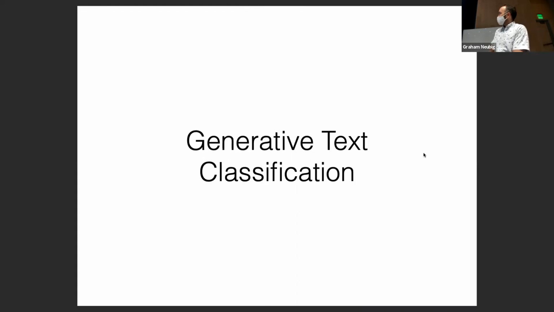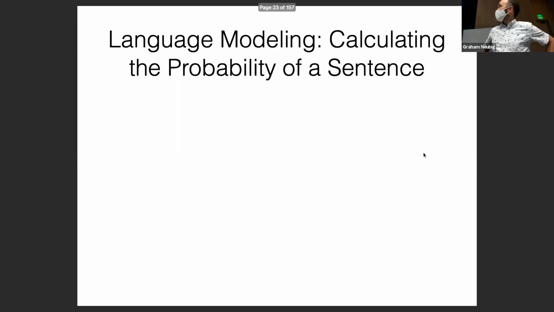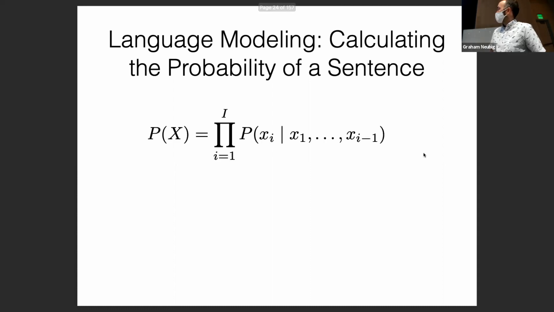Okay, so let's go into generative text classification. Generative text classification is modeling this joint probability. But before we get into this, I'd like to talk a little bit about language modeling, and I say only a little bit because we're going to talk about it more in a future class. But language modeling essentially is calculating the probability of a sentence. So we have the probability of X, a sentence or a text.